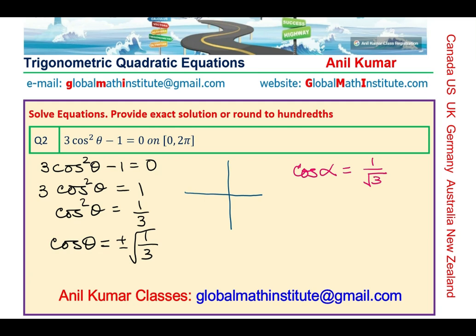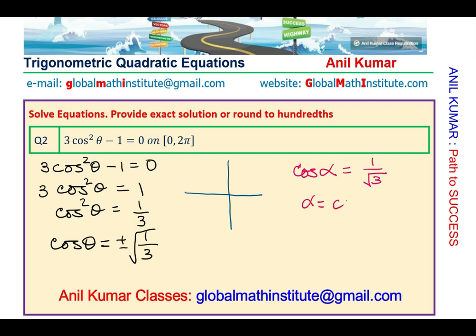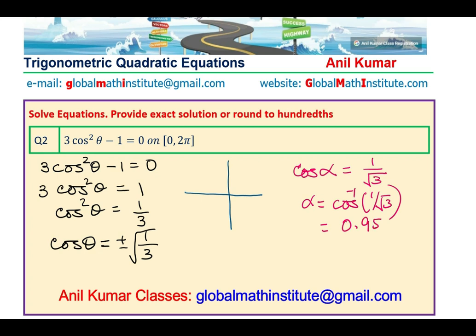So we want to find shift cos inverse of 1 divided by square root 3. So we found alpha as cos inverse 1 over square root 3, and we got this related acute angle alpha as 0.955. Because it is 0.955, I'll round it to 0.96 since we have to write answers to the hundredths, right?